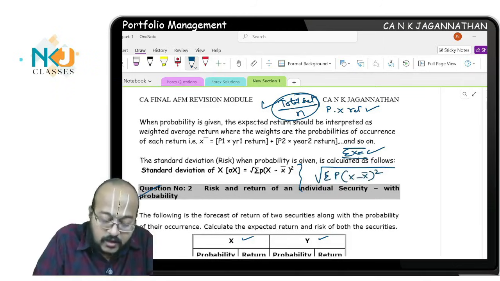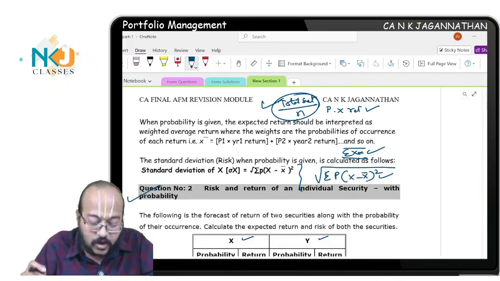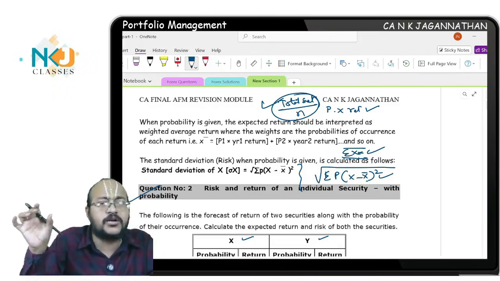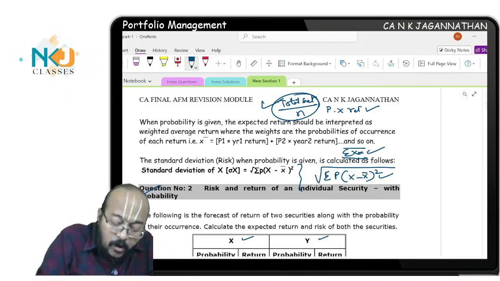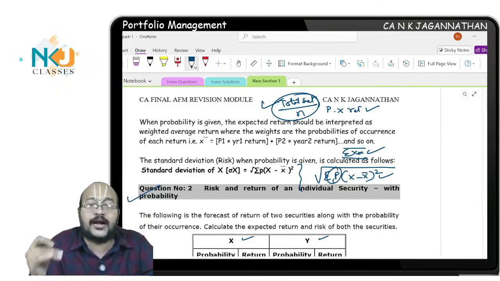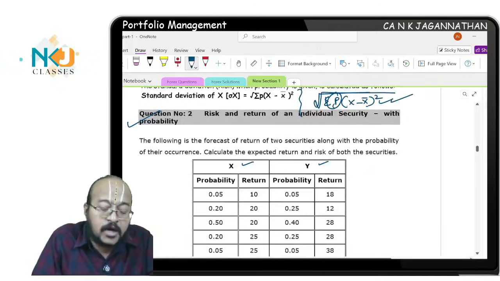Are you all understanding? Which means (x minus x bar) the whole square, the tabular representation will be same. X minus x bar you will find out, but you will multiply that particular individual year's variance term into probability for the respective year, and total you will get in the column, that you will square root. Are you all understanding? That will be the variance, hence you will square root it. See this question, it will be very clear.